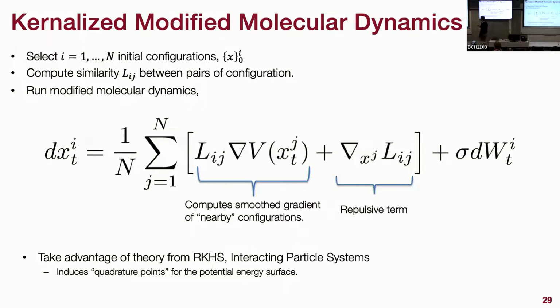In addition, there's a repulsive term here, a gradient of your kernelized matrix. And what does that do? It makes sure that no two configurations are too similar to each other.